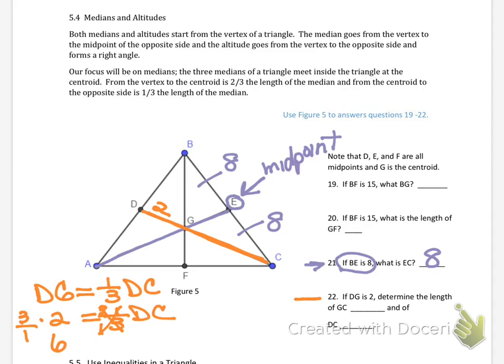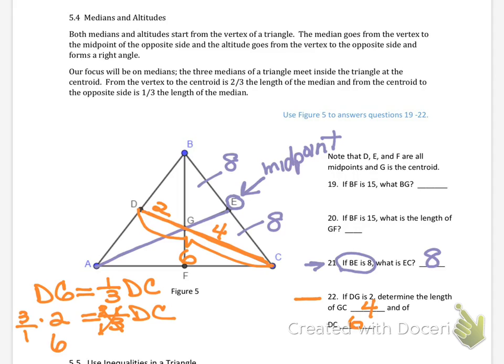DC is the whole piece. That's this. This is 6. So I can do a couple of things. If I just figured out that this entire piece is 6, then this must be 4, because 4 plus 2 equals 6. So GC is 4. What have I just found out? Look how DG and GC are related. DG is half of GC. So that's kind of an interesting little sideline.